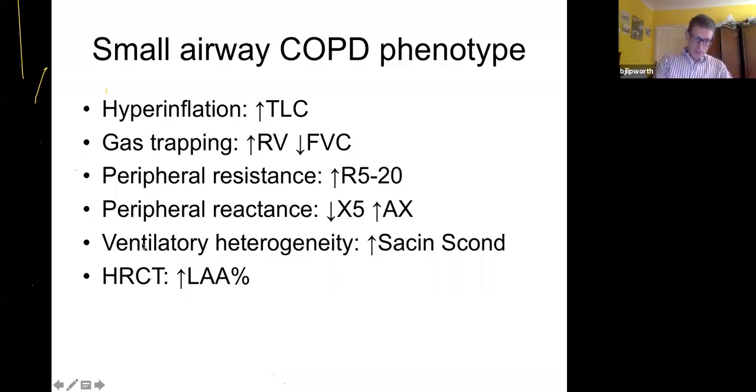And if you bothered to do multiple breath nitrogen washout, you'd find that they would have evidence of ventilation heterogeneity in terms of Sacin or Scond. And if you did a high resolution CT scan, you would expect to see an increase in low attenuation areas as well.